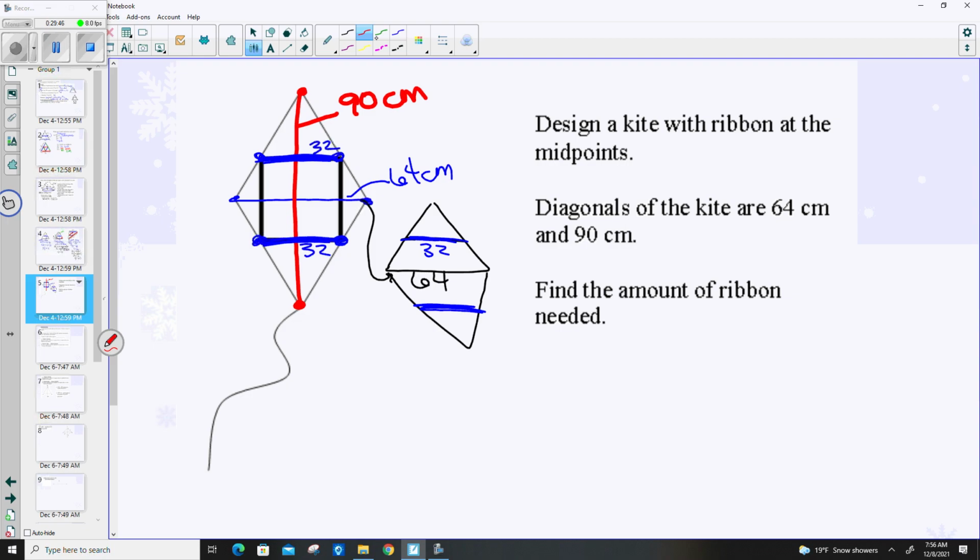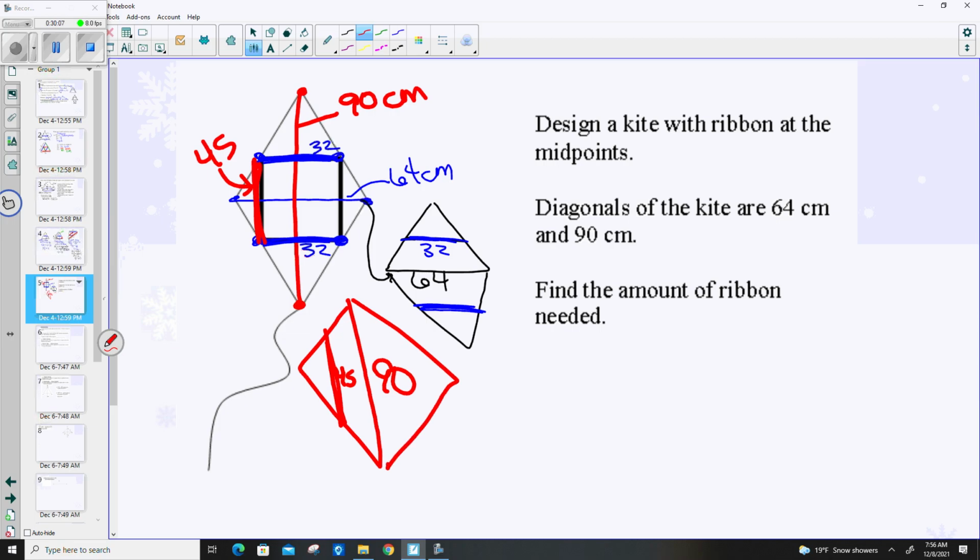Now let's say that I draw out the left side, and I know this is 90. How much is that mid-segment? 45. Okay, when I do the same thing on the other side, cover up the left side, what do I get for the right side's mid-segment?